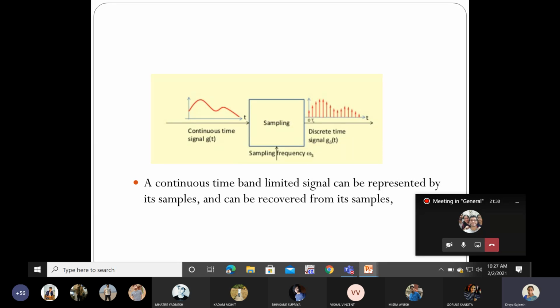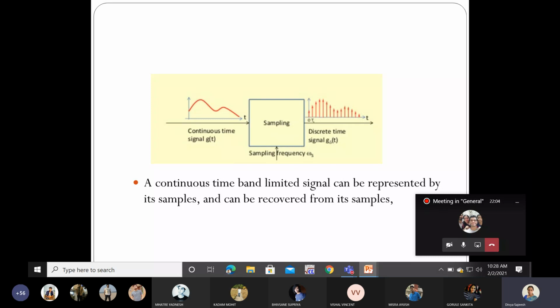Only at regular intervals you are getting the magnitude of the signals. So a continuous time band limited signal can be represented by its samples and recovered from its samples. The proper sampling is very important, because after doing all these processes we have to get the signal back. That means you have to get back the continuous time signal.